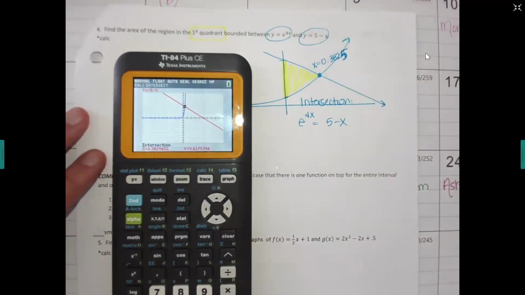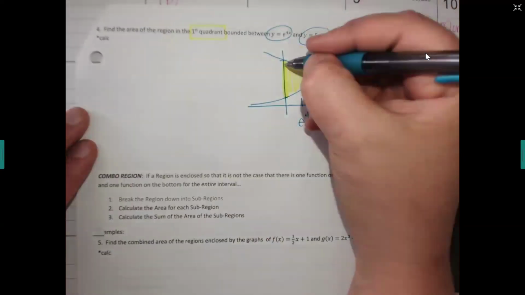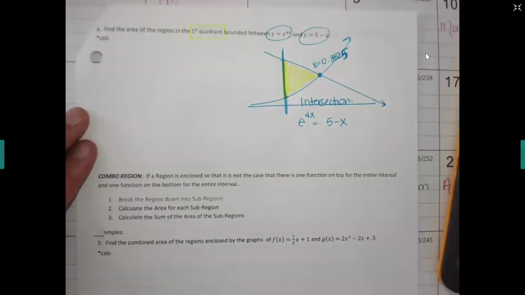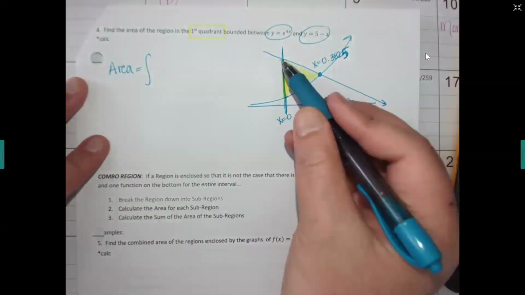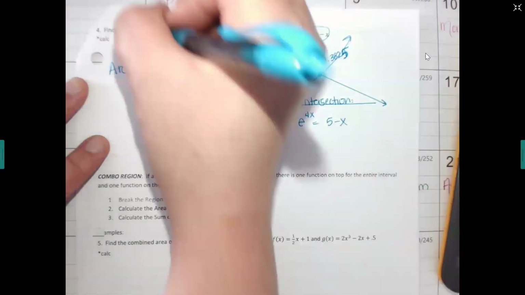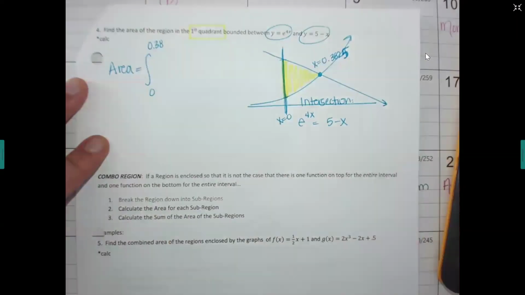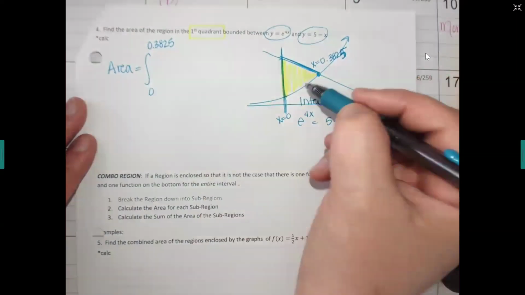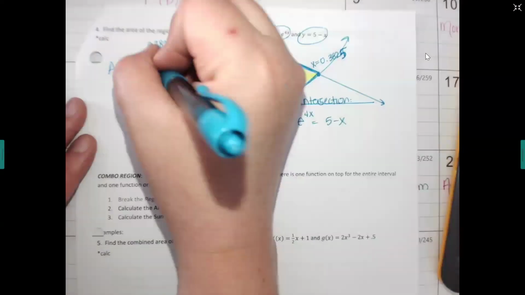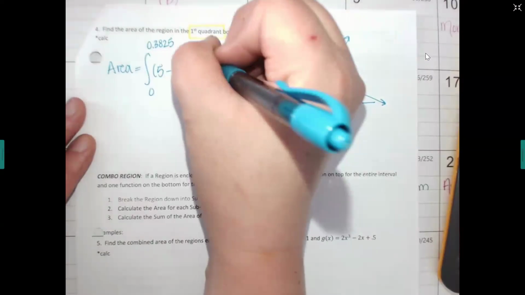All right, so set up your integral. Now, I haven't labeled it, but where are we starting the integral if we have to stay in the first quadrant? What x? 0. Very good. So my area is going to equal the integral from 0 to the point 0.3825. And then which function will come first when I subtract? Will it be the e or the line? The line, because where is the line on the graph? The line is the top and the e is the bottom. So it would be 5 minus x minus e to the 4x.